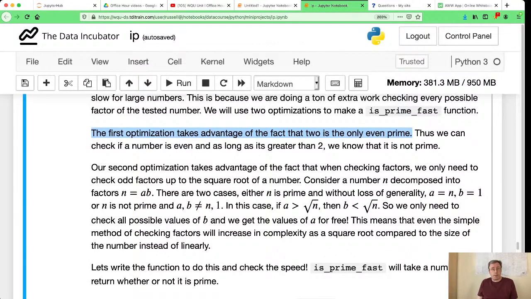Right? Our second optimization takes advantage of the fact that when checking factors of a number, you only need to check odd factors up to the square root of the number. And we could check this.